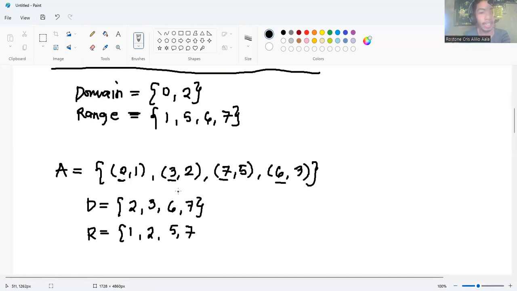So ano lang ang titingnan natin? Yung domain lang or yung first element lang. So ito, tingnan nyo maigi. Meron po bang naulit? Or meron po bang kagaya na first element? Wala. So therefore, masasabi natin na ito ay isang function. Okay? Masasabi natin na isa siyang function dahil walang naulit na first element. At laging tatandaan, a function is a relation where no two or more ordered pairs have the same first element.